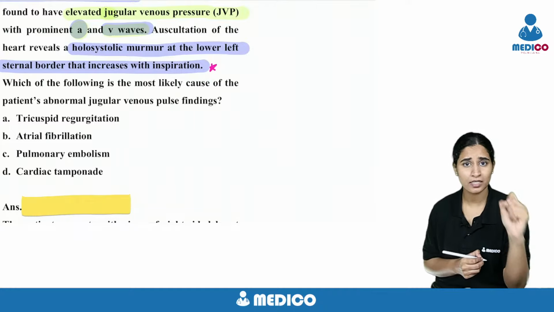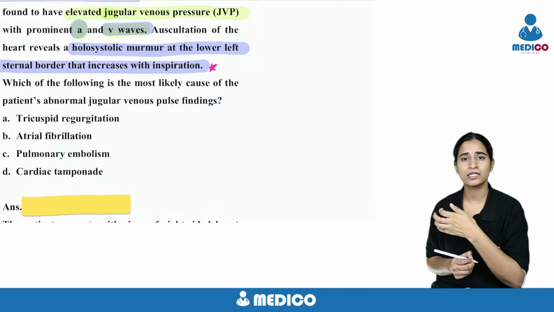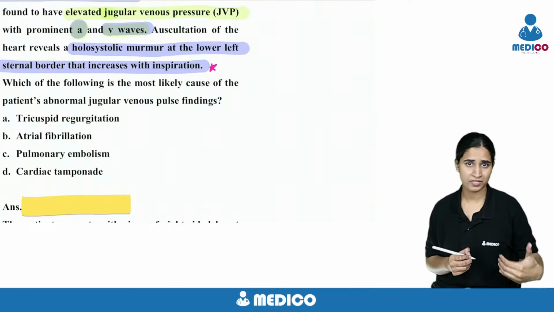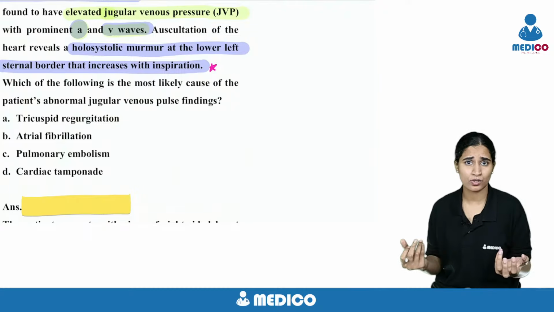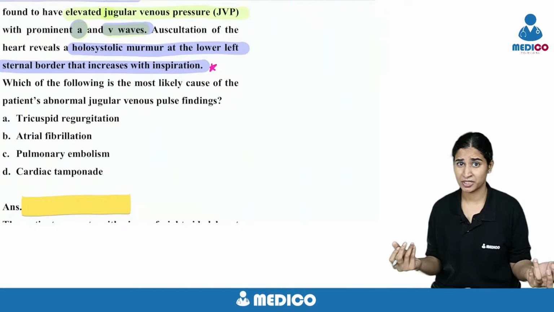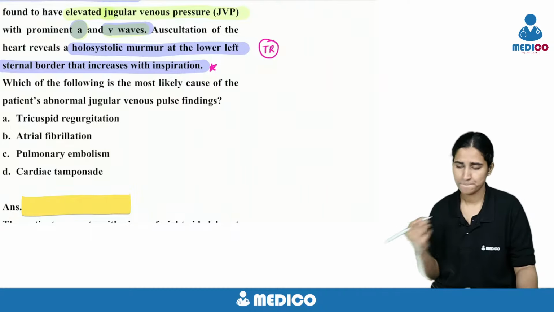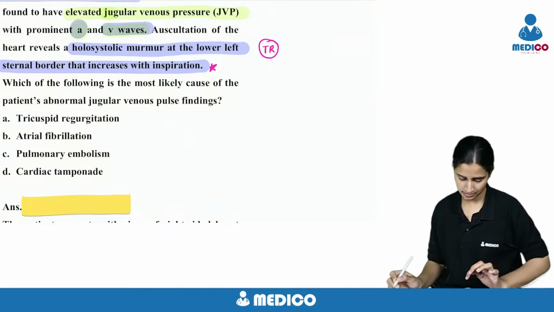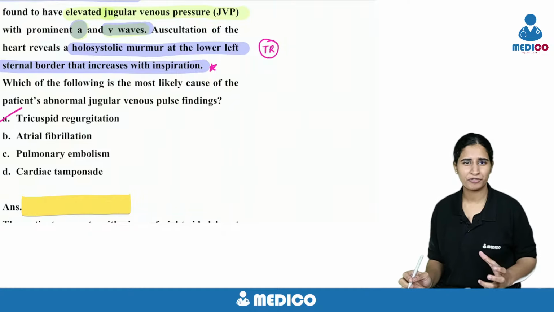So any murmur increasing on inspiration means it's a right-sided murmur. Any murmur better heard in expiration means it's a left-sided murmur. So what is a right-sided murmur which is pansystolic? It's nothing but tricuspid regurgitation, right? Very simple. The answer is tricuspid regurgitation. So the other options are also not fitting in this.